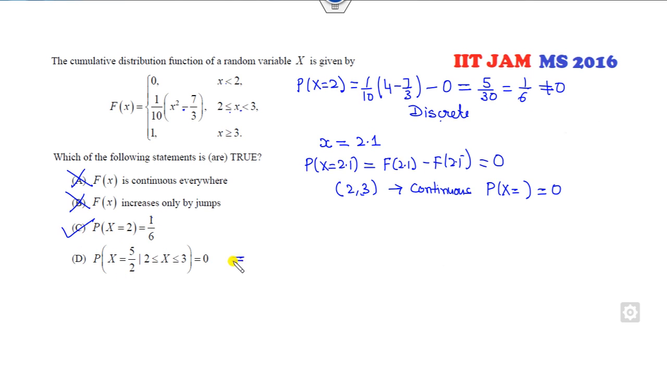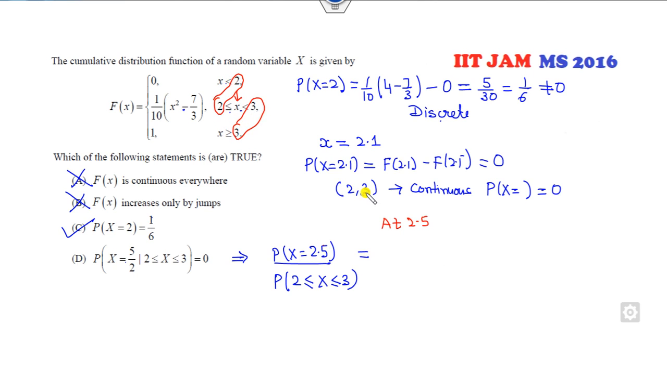What is that? I can see this is the probability of 2 less than x less than 3. And what is the intersection of this? Only 2.5. Fine. And we can see that 2.5 is in this case, and at 2.5 it is continuous. The only discontinuity is at the breaking point, while all the other points are continuous. So if this is continuous, then the probability at a single point is always 0. So this is also the right answer. C and D are the correct answers.